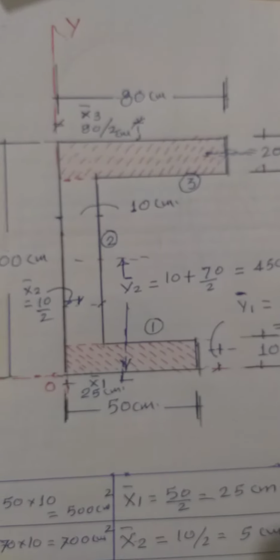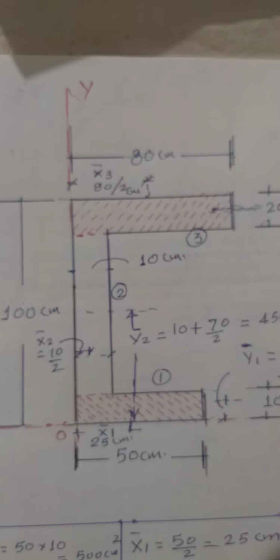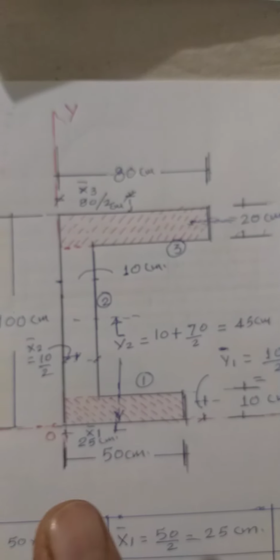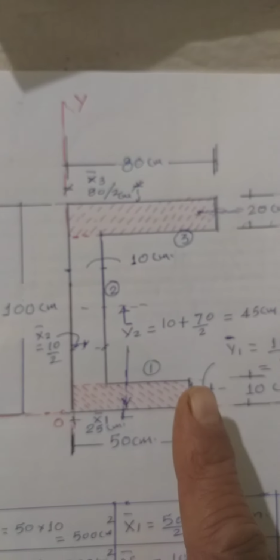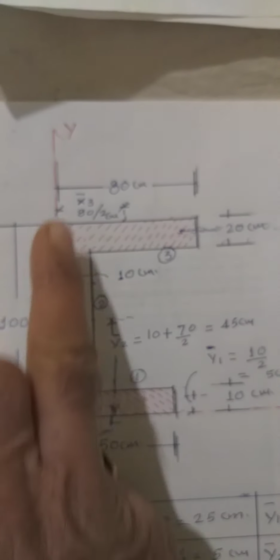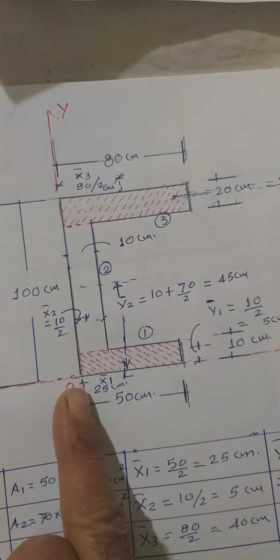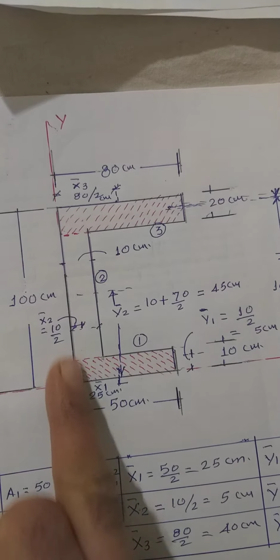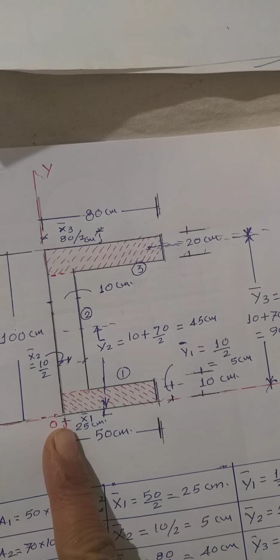After finding out the area of the first, second and the third figure, now we will try to find out the value of x bar 1, x bar 2 and x bar 3 of all individual figures from this y-axis. Consider this as the base now. This as the reference line. We have to consider this as the reference line.